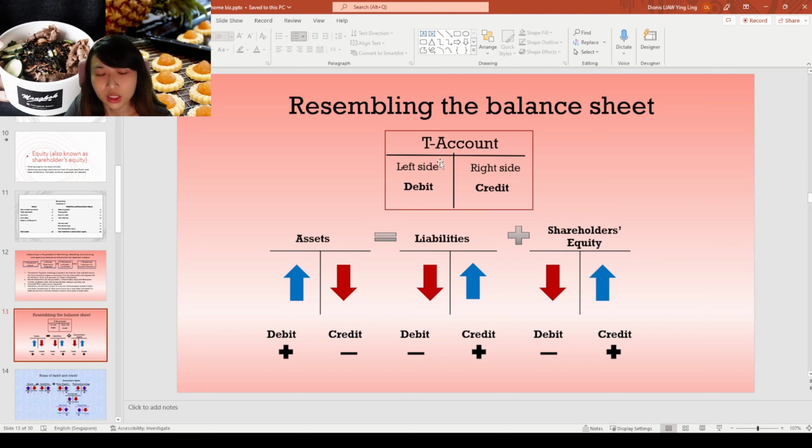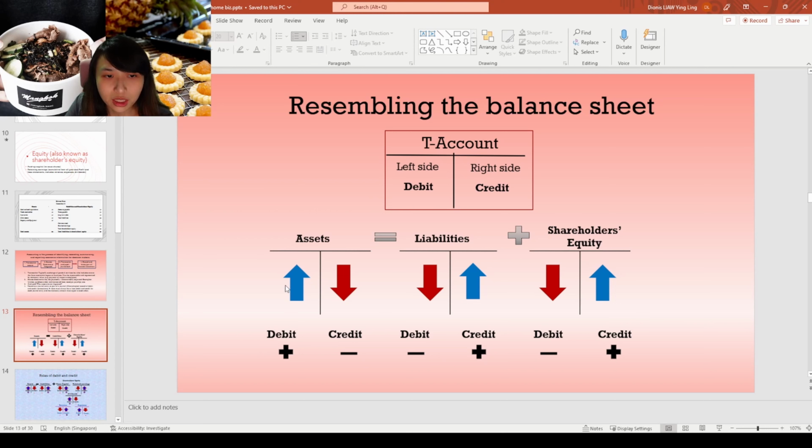So each asset or liability will have a T account. Like cash, you have a T account, and usually the left side is called debit and the right side is called credit. If there is an increase in assets, it's called debit, and a decrease in assets is called credit. Just now we talked about 50k invested into the business, so it's actually debit assets and credit shareholders equity. So an increase in shareholders equity is counted as credit.